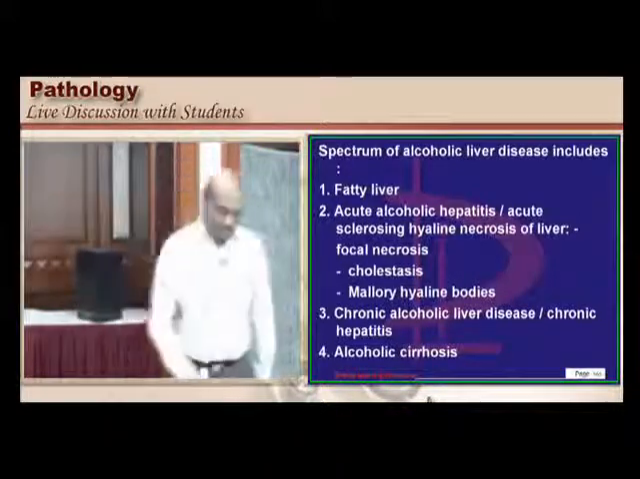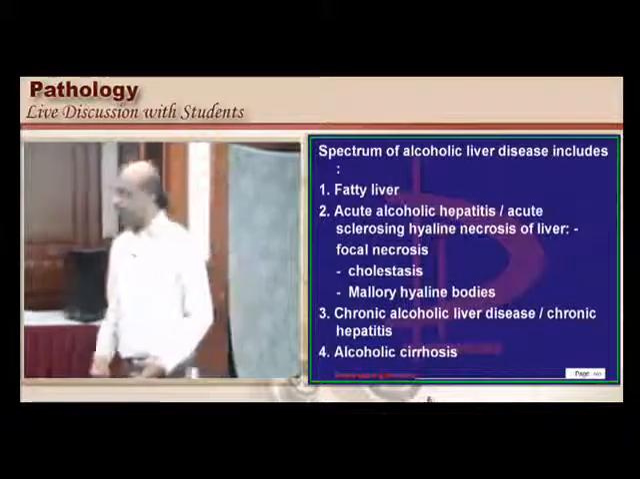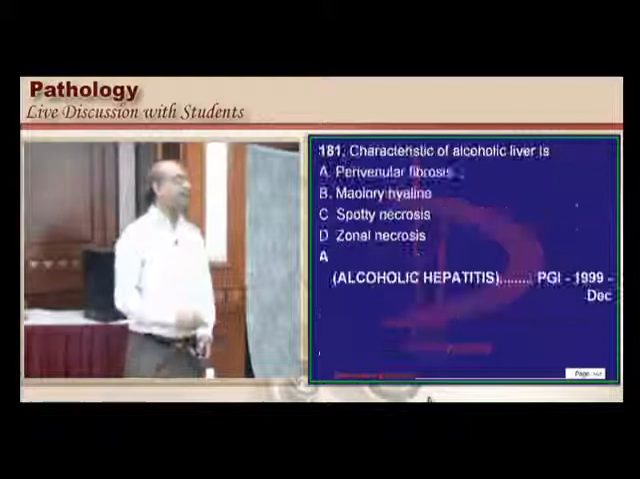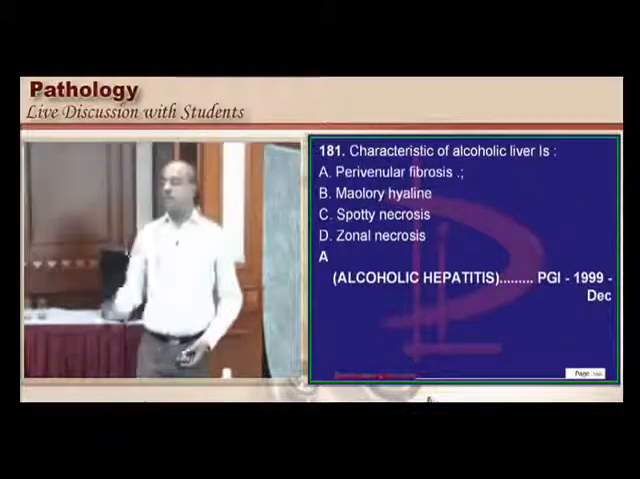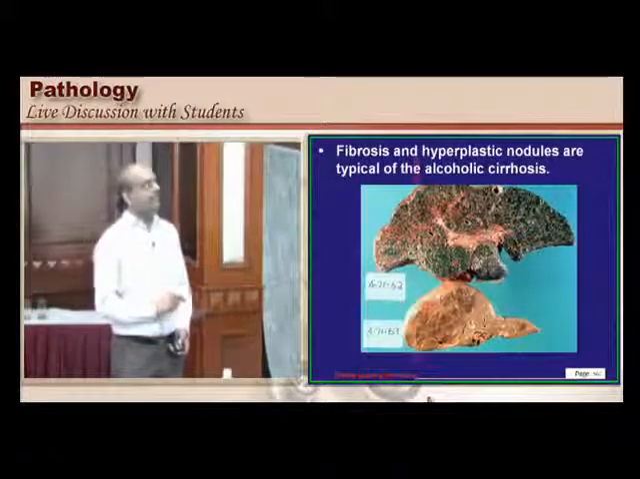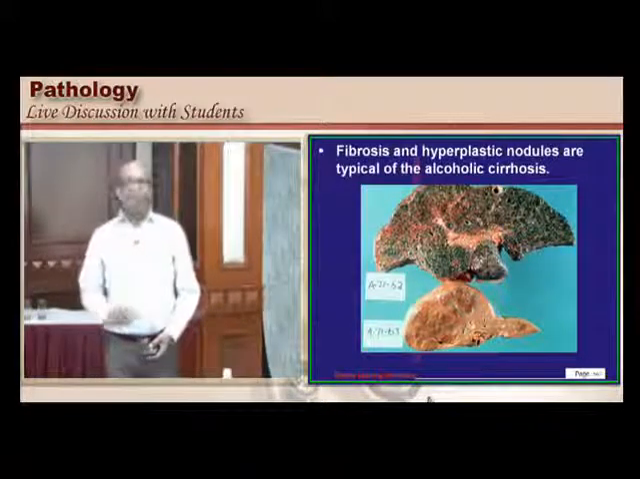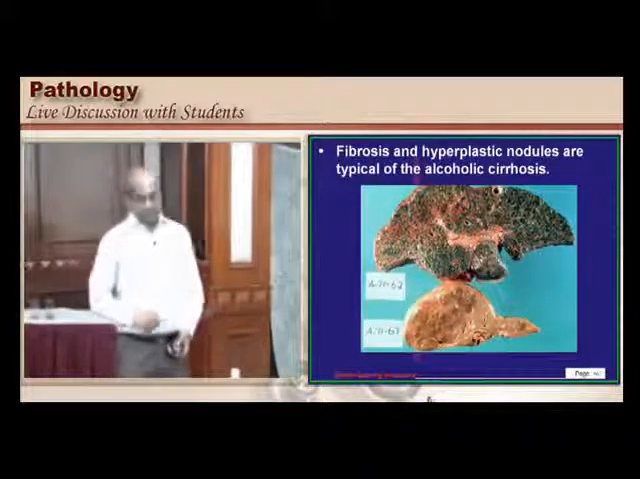So that's the reason don't give reports to your patients. Interpret them and show them. That's very important. Now, in alcoholic liver, what are the changes? We basically see fibrosis, hyperplastic nodules like this, which is very typical of alcoholic cirrhosis.